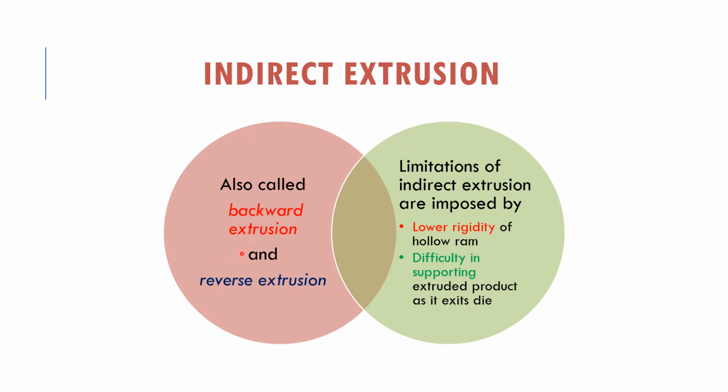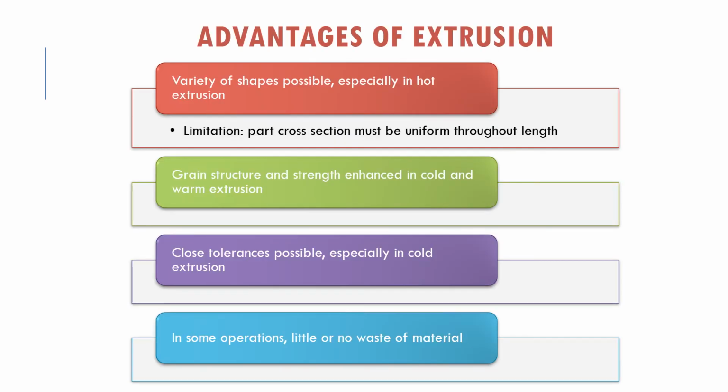So the limitation for indirect extrusion is the lower rigidity of the hollow ram, because if you can see, it is going directly inside the work material, so there is low rigidity and it is difficult to support the extruded product. That's why for indirect extrusion, the length of the workpiece is considered shorter compared to direct extrusion. As for the advantage of extrusion, a variety of shapes are possible to be produced, especially if it is hot extrusion.